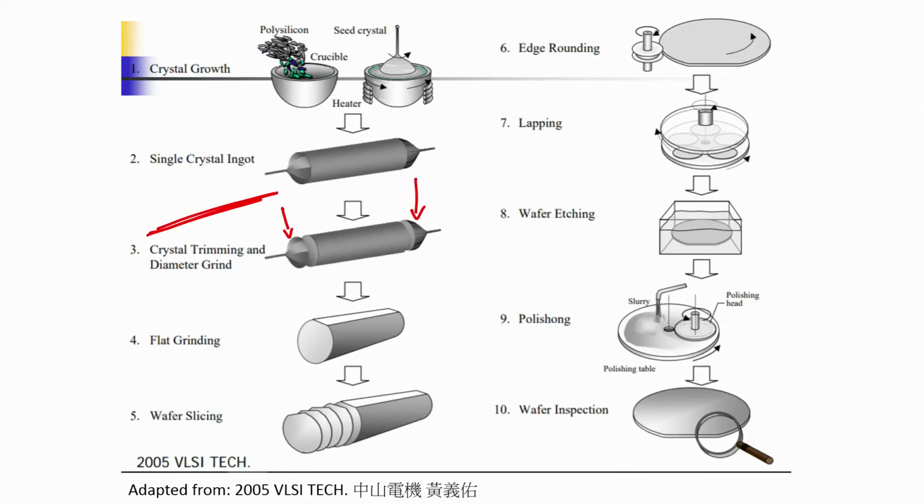Next, what is the process? Next process is you have to perform a flat grinding. Why do you want to perform flat grinding? So that we can get the primary flat. We have just seen how the primary flat looks like. So, to get the primary flat we had to do a flat grinding. After flat grinding we have to perform wafer slicing, which is done using a diamond thread.